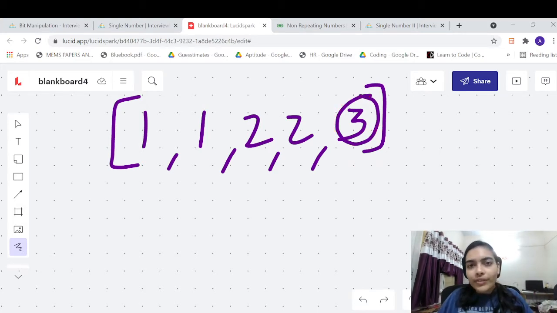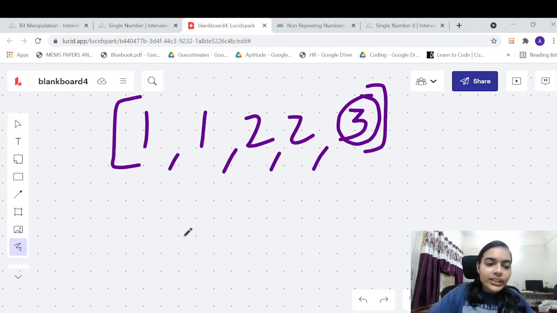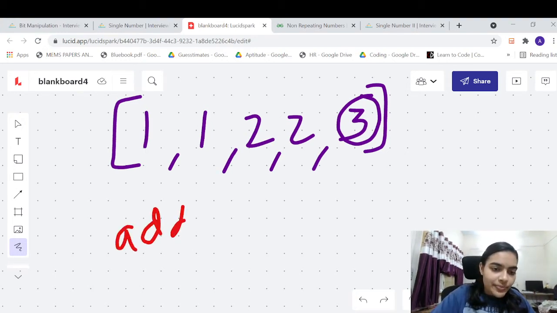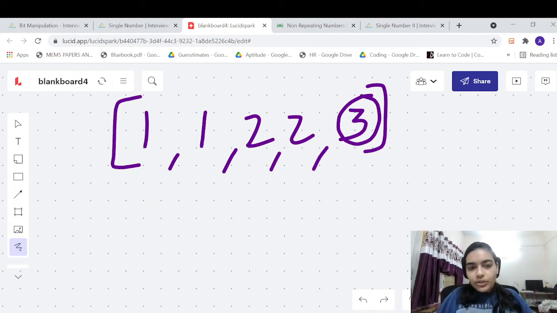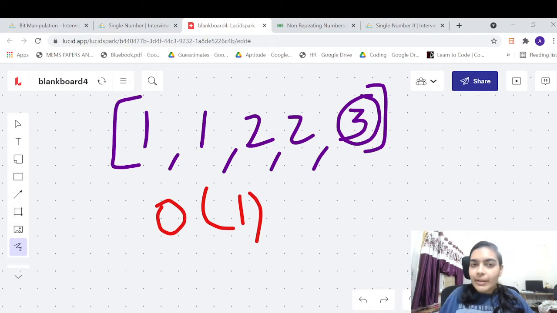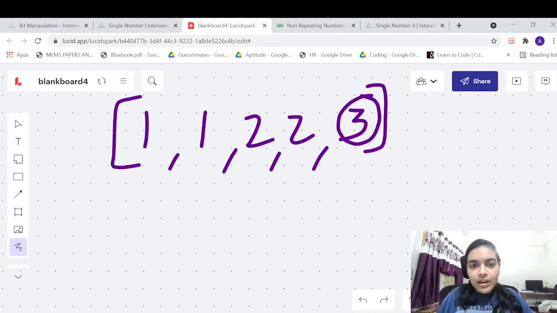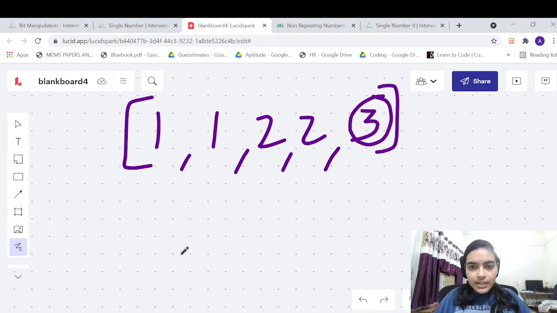You can think of various such approaches, but all these approaches will use additional space, right? And we don't want to use additional space. We want an approach which uses O(1) additional space and of course O(n) time complexity. So how will you use such an approach?